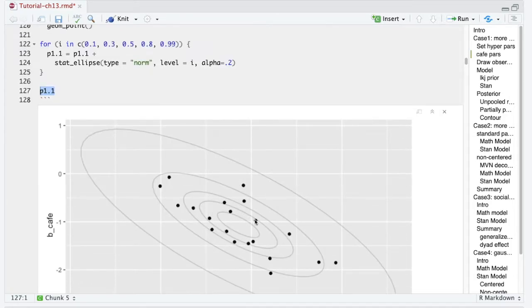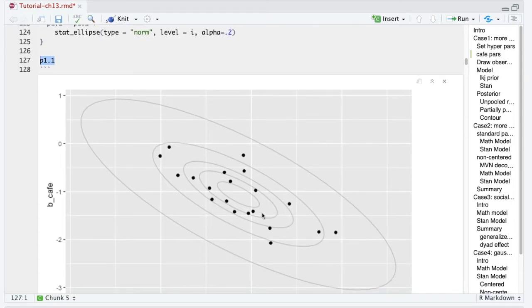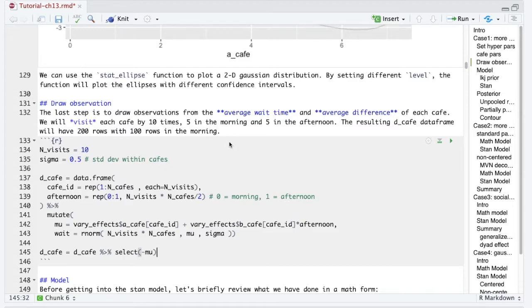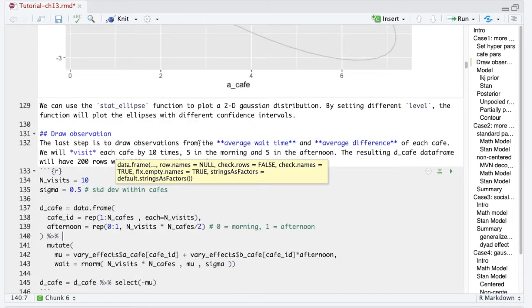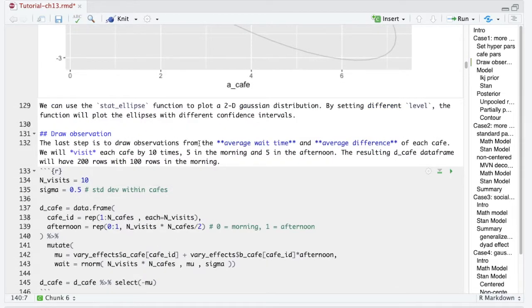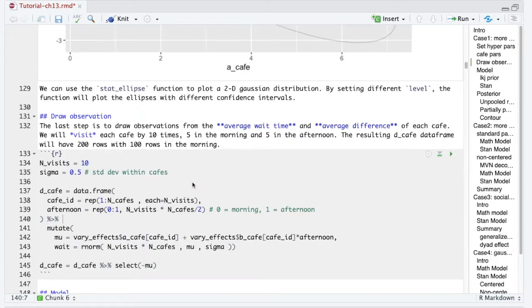And these ellipses on the plot are the confidence interval of the multivariate normal distribution. Above are the simulated parameters. The above 20 pairs of alpha and beta are the average parameters of each cafe. You also need to draw some observations for each cafe. Let's say we will visit each cafe 10 times, 5 in the morning and 5 in the afternoon.